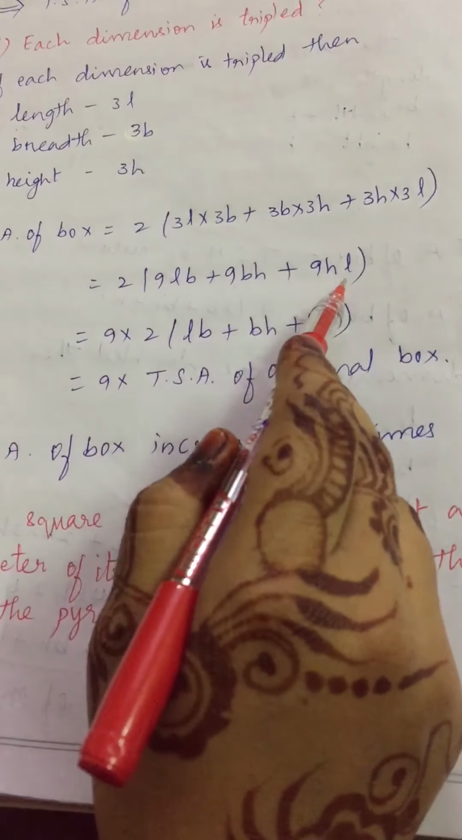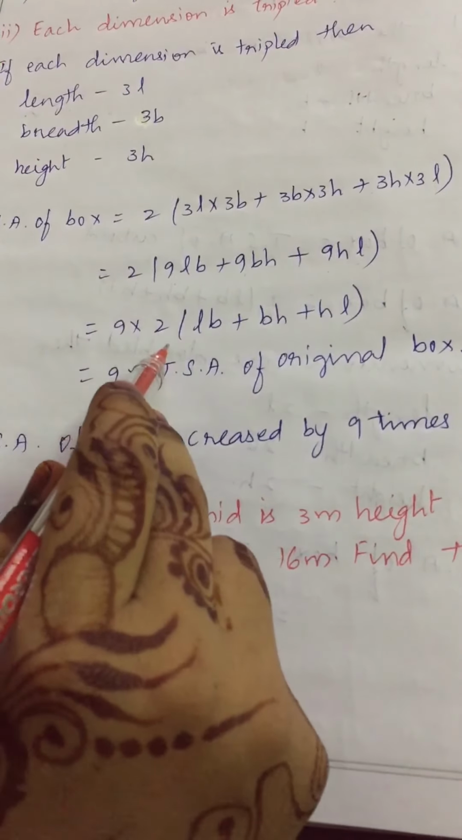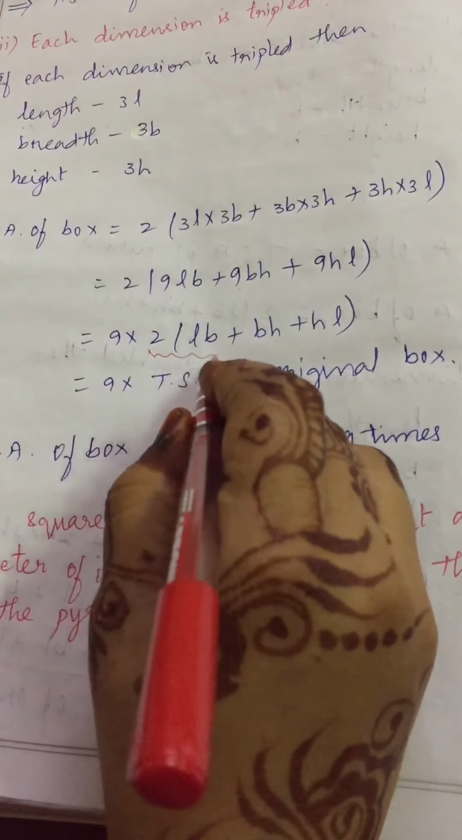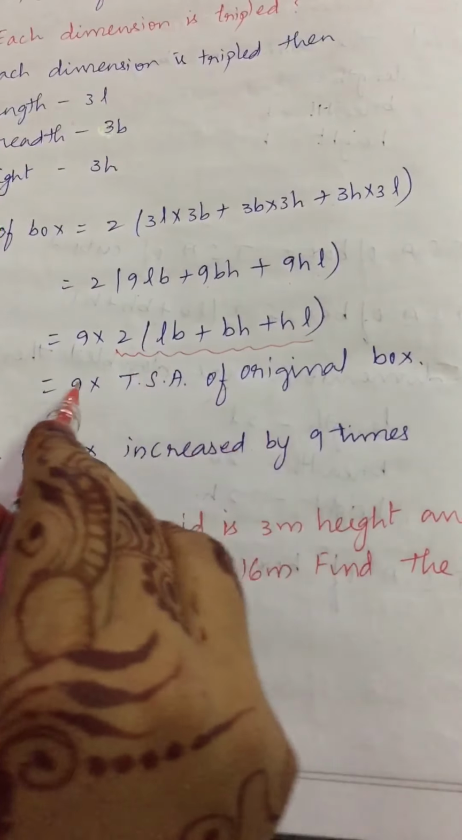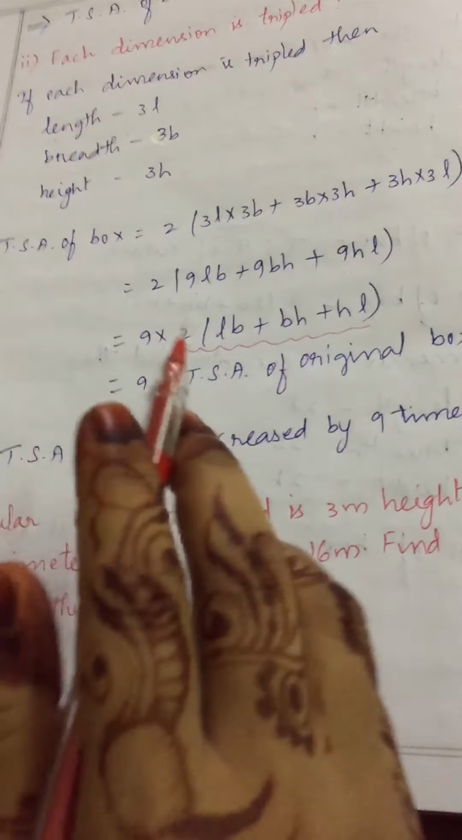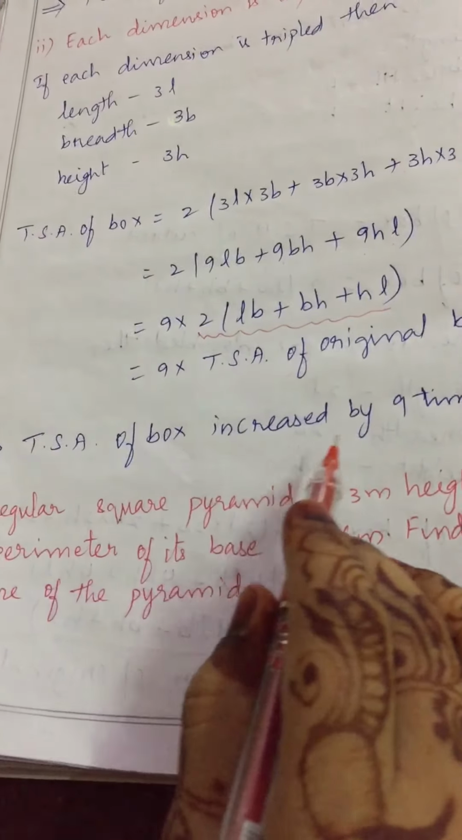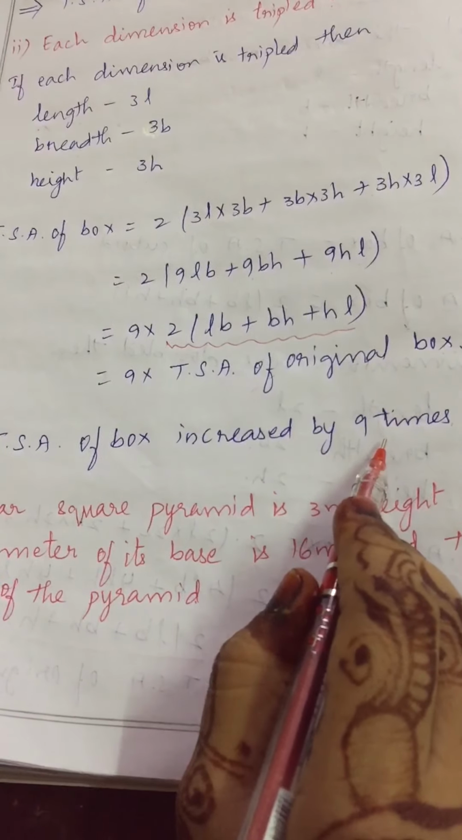9 we can take out common, children, because in all terms 9 is there. We are taking out common. So 9 into this 2 into bracket (LB plus BH plus HL). So this 2 into (LB plus BH plus HL) is nothing but total surface area of original box. So 9 into total surface area of original box. That means if we take triple, if we take 3 times each dimension, then area increased by 9 times. Clear, children? Understood this problem?